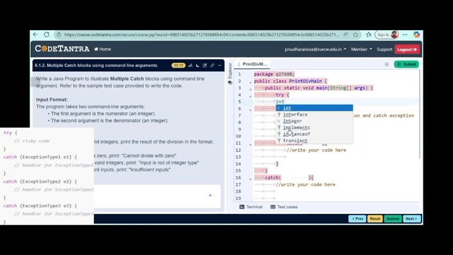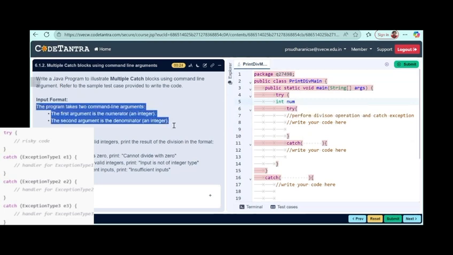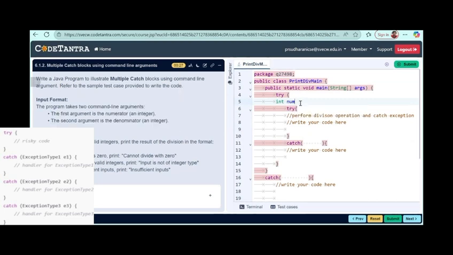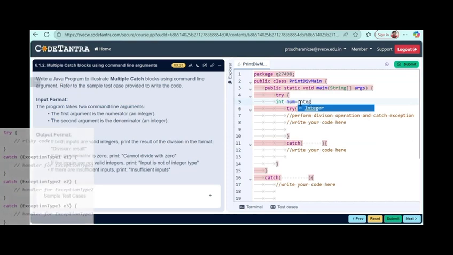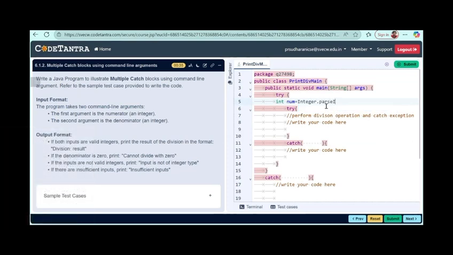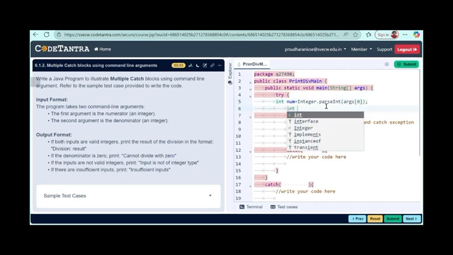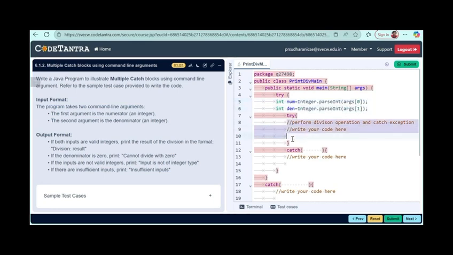So the risky code is written inside try, and then we can have multiple catch blocks. The first catch block can be exception type 1, then exception type 2 and exception type 3, and how we are going to handle that exception, the handler is written inside each catch block. The purpose of this is that a single try block can throw different types of exceptions. By writing multiple catch blocks, we can handle different exception types separately with appropriate logic.